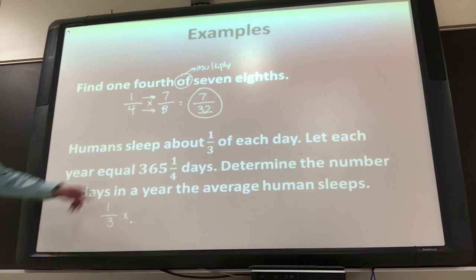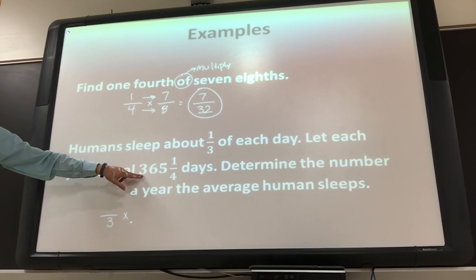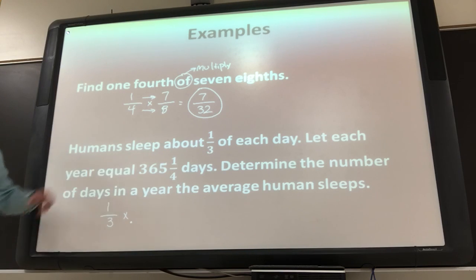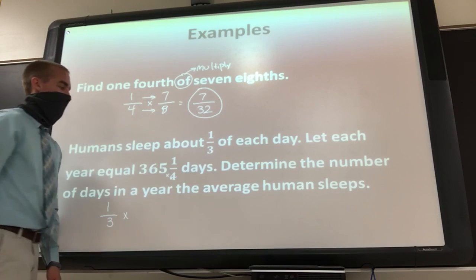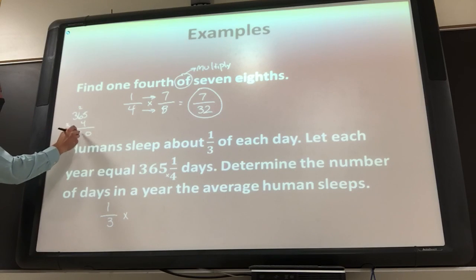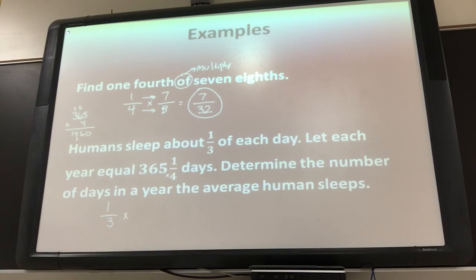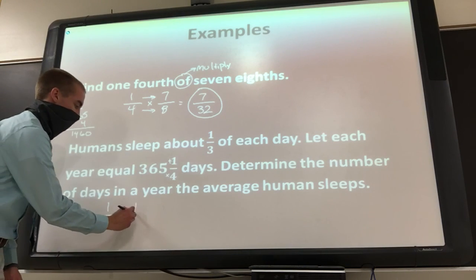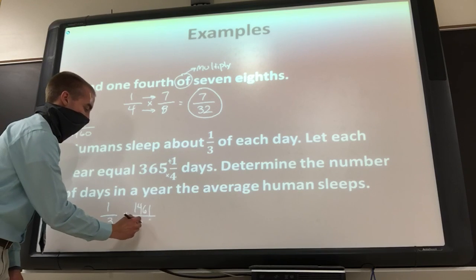Yeah. All right, with 365 and 1/4, what do we need to do with that before we can multiply it? Make it what? Improper fraction. So 365 times 4. See what that gets us. $1,460. Don't forget though, we also need to add that 1 to it. So it's going to be 1,461 over 4.